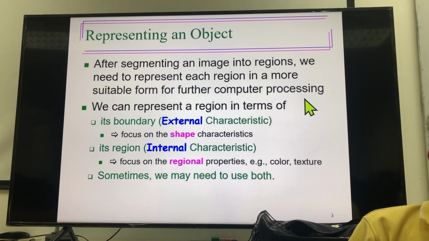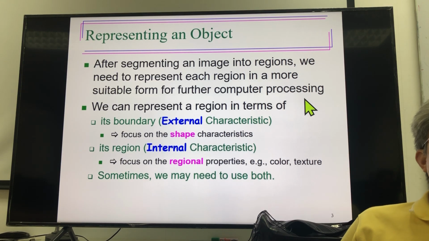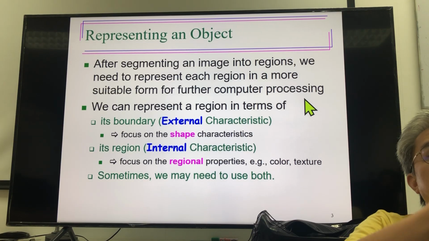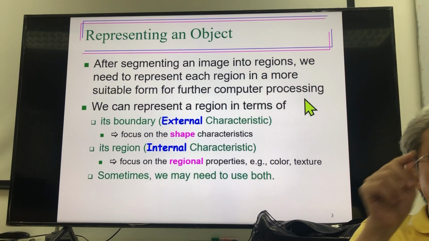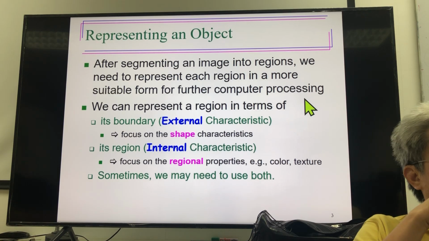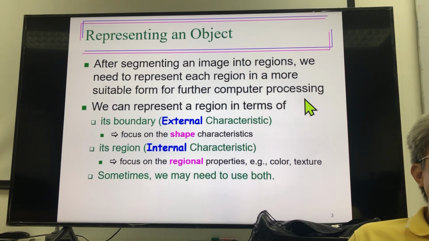Most of the time we need both regional and boundary characteristics. The boundary is just concerned with the shape, like the length of the boundary, or how many turns are in the boundary and so on. The region is within the object, and usually it provides some distinctive details.